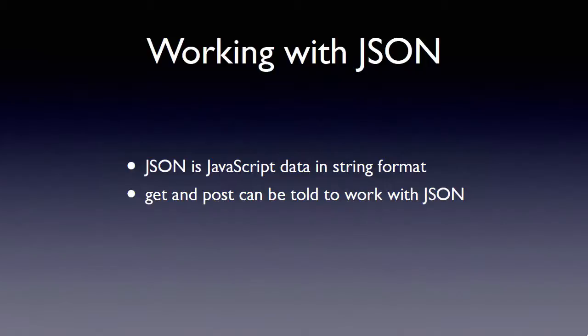Both the get and post methods can be told to work with JSON. And there's also a getJSON shortcut that makes it a bit more obvious. Instead of having to tell get and post that they're getting something with JSON, getJSON will just know that the result is supposed to be JSON data. Let's look at a few examples of this.